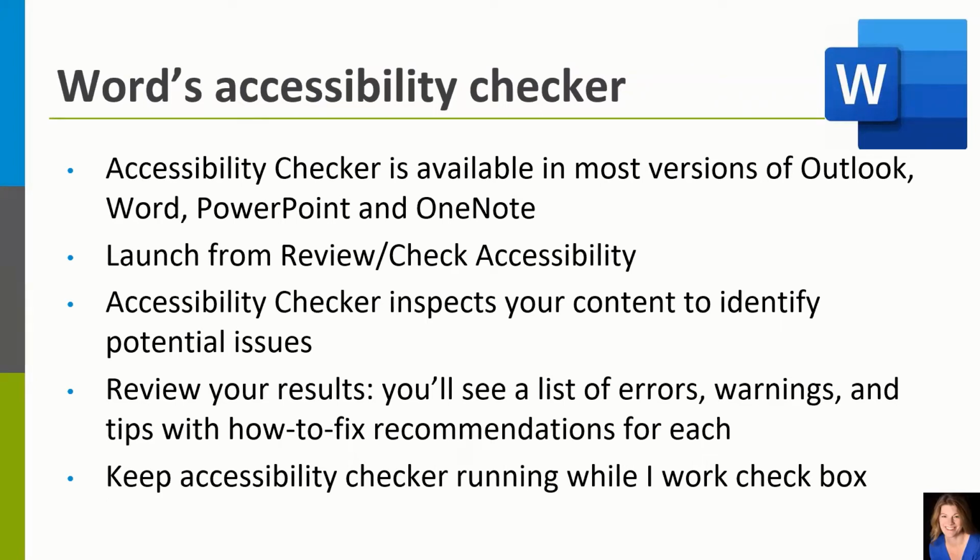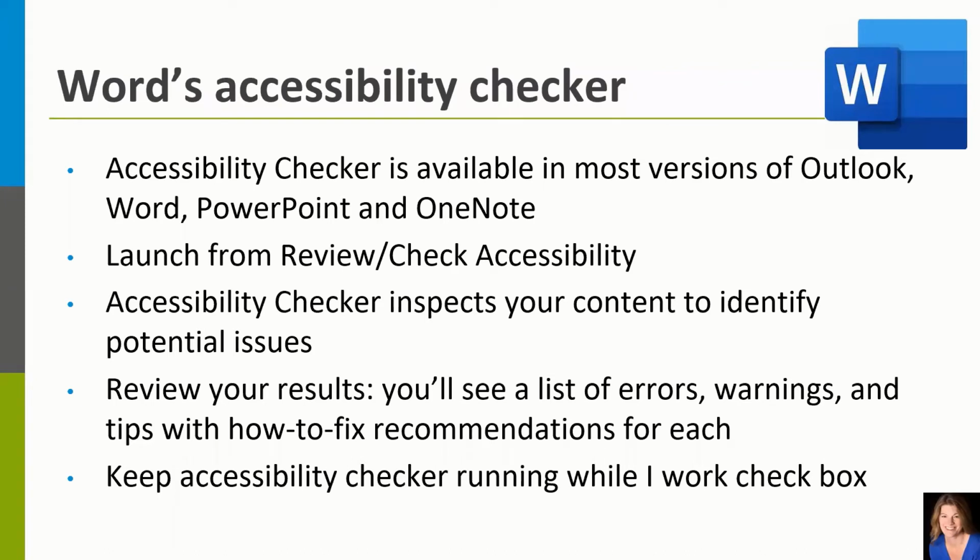The accessibility checker only works on Office 2013, Office 2016 or Office 365 created documents. So if you're opening a document and it says it's opening in compatibility mode, it won't be able to check that for accessibility. But for things from 2013 and beyond, we can check the accessibility of those documents. So it's really easy. It's on the ribbon and you run the accessibility checker. It will review your content and show you a list of accessibility errors found. You'll see some warnings and some tips and some how-to recommendations to fix and address them.